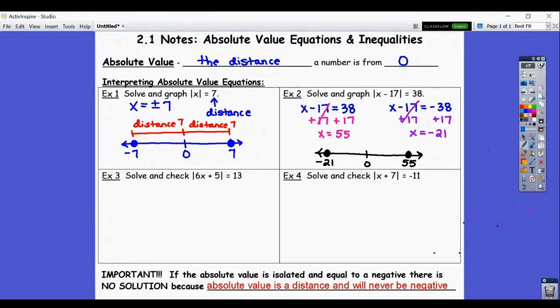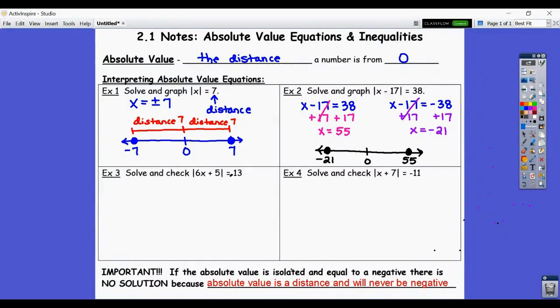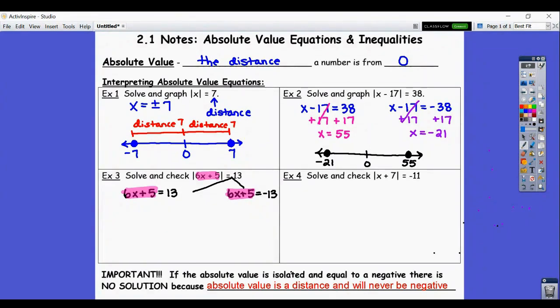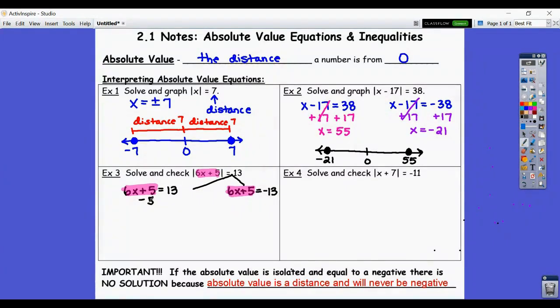From here, we're going to solve and check this one. No need to graph it, but solve and check. So first and foremost, I need to account for both solutions here. So I will write 6x plus 5 equals a positive 13, and 6x plus 5 equals a negative 13. It's so important that I am changing nothing inside my absolute value. The only thing I'm changing in each equation is the result of positive 13 and negative 13, because that means a distance of 13 both times for my absolute value. I just have to figure out what my value of x is.